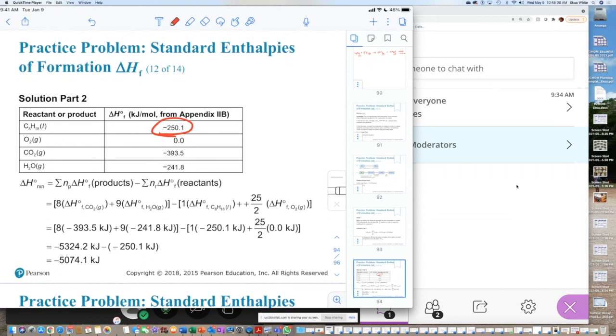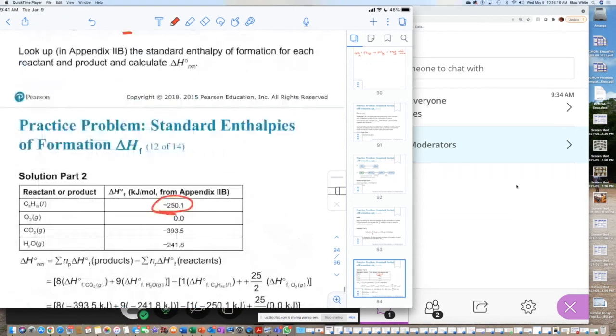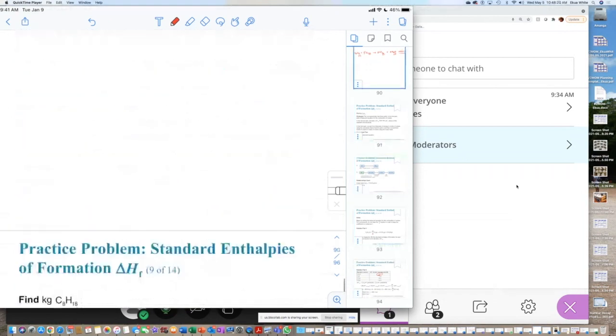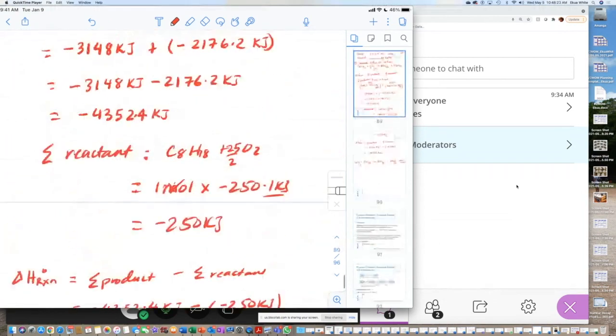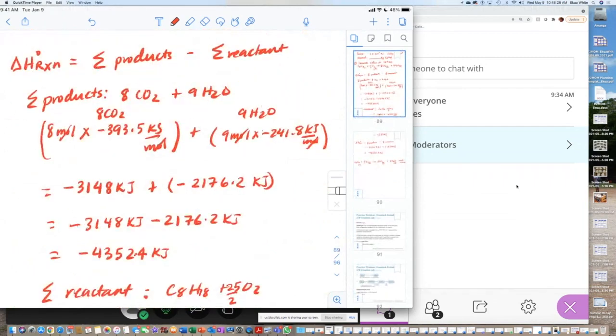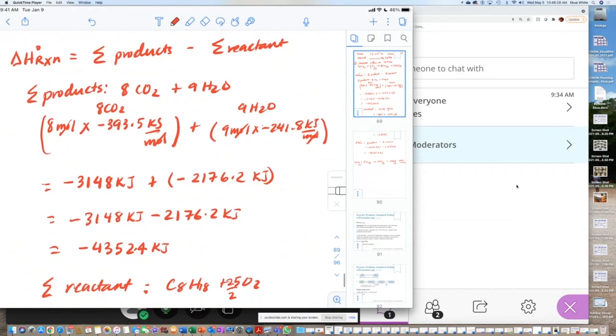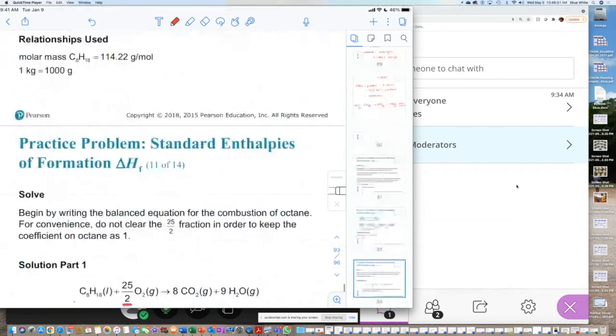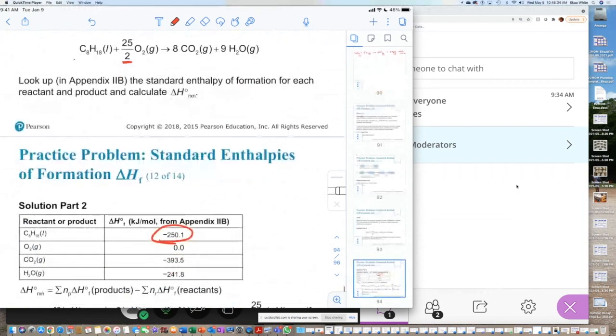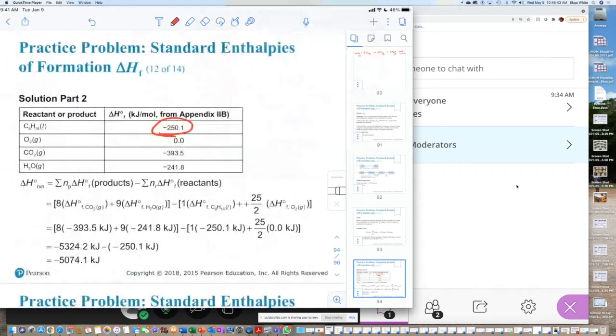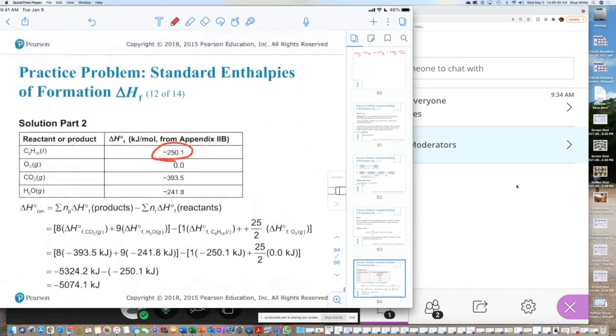My number is slightly different from theirs. I'm trying to make sure I did 8 and then 9. Why is my number slightly different? Okay, let me double check my numbers because I see that my number is slightly different from theirs. I hope I multiplied this correctly. I think they had negative 241. Is your answer slightly different from mine? Because I have 393.5. Okay, for some reason my answers are slightly different.